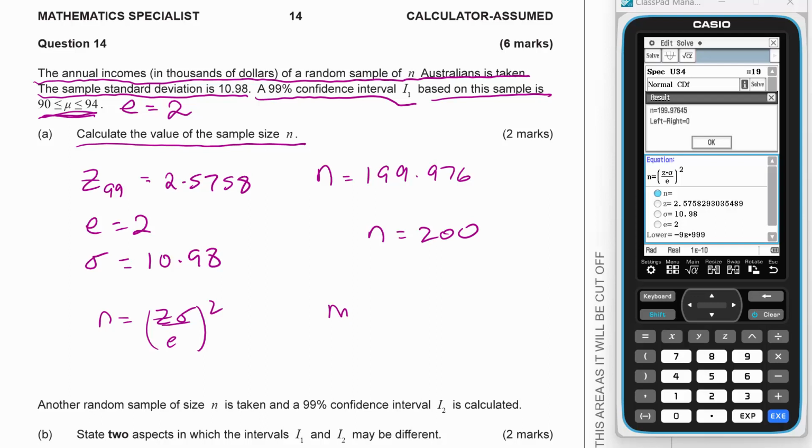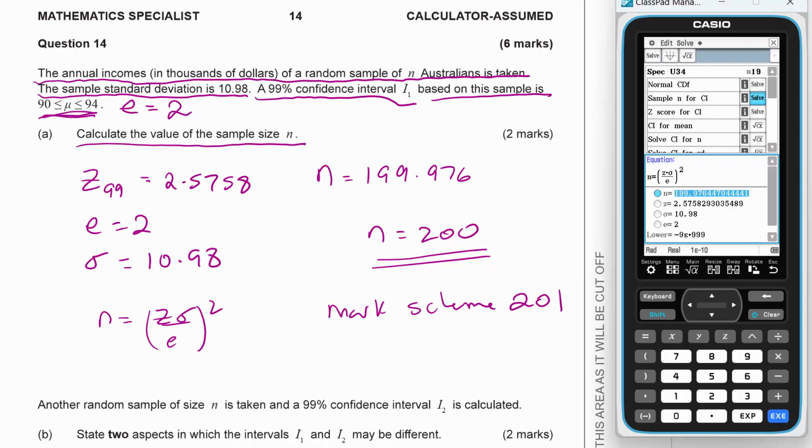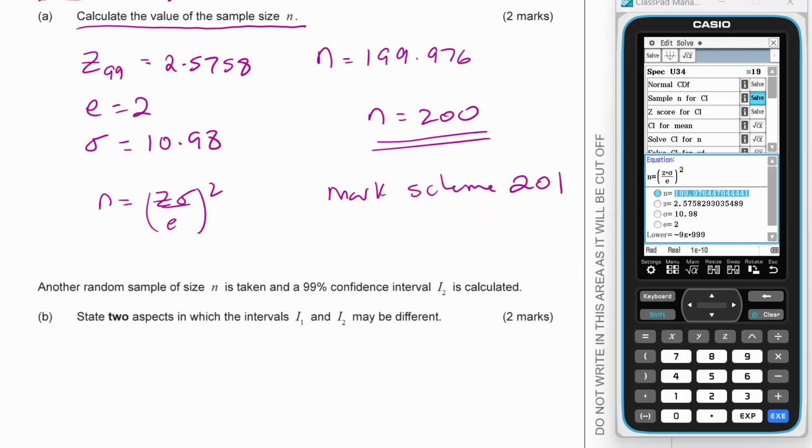Somehow the mark scheme gives 201. I'm sure we'd get the marks for N equals 200. I think it's because they used a more rounded figure than we did. So let's move on.